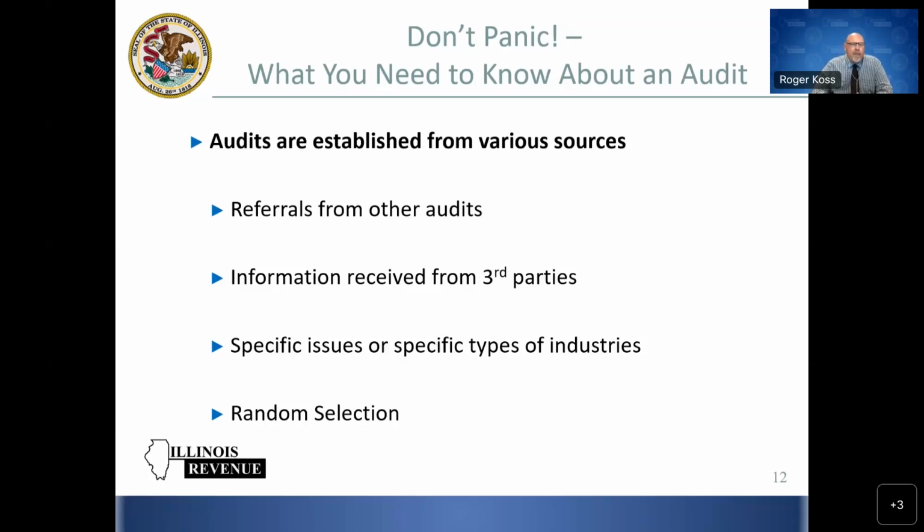We also receive information from third parties such as other state governmental units, and we then will do the research and we will establish audits based upon information that we have received from these third parties. We also conduct audits concerning specific issues or specific types of industries. For example, we may be conducting audits on cash type businesses such as bars or restaurants based upon information that we receive from the 1099-K file, which are required to be filed with the state of Illinois on an annual basis. And of course, we do have random selection.